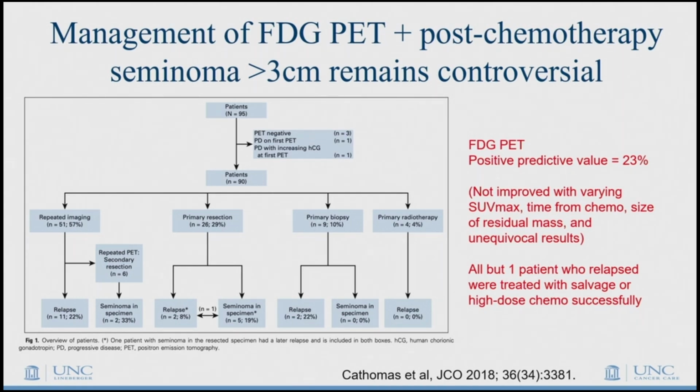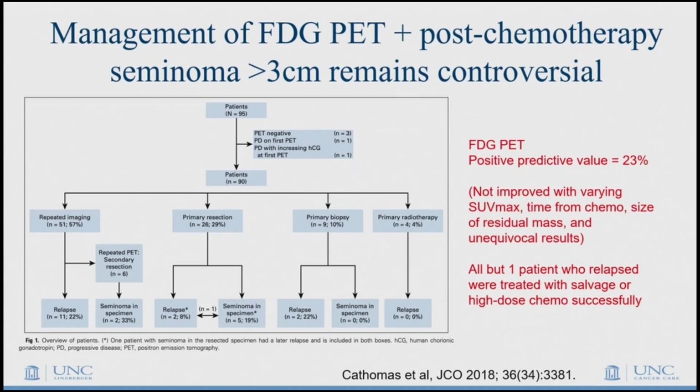Even though it is in guidelines, it's still not entirely clear that, if we can detect the node, RPLND is necessarily a treatment that will prevent relapse and long-term outcomes. And I think that this paper threw the paradigm a little bit into question in how we use it. This study published at JCO in 2018 actually looked at patients with positive PET scans post-chemotherapy with greater than 3 centimeter seminomas and looked at what happened to them, right?